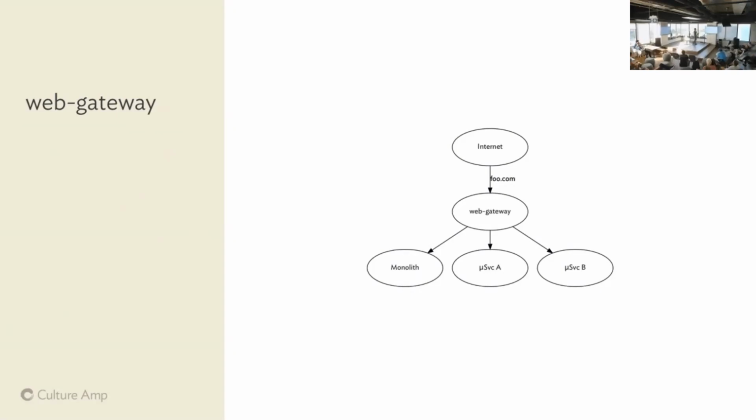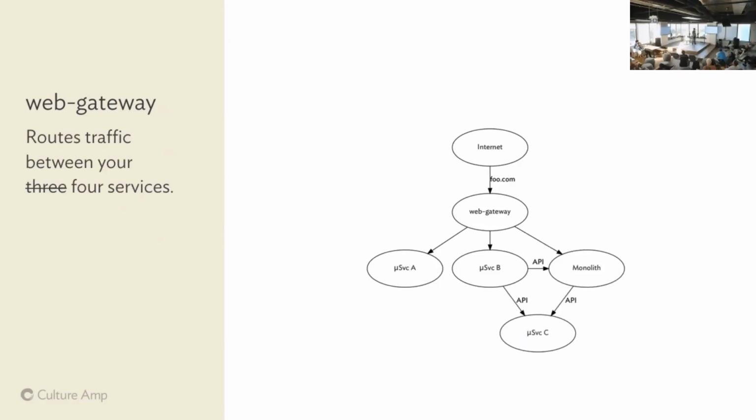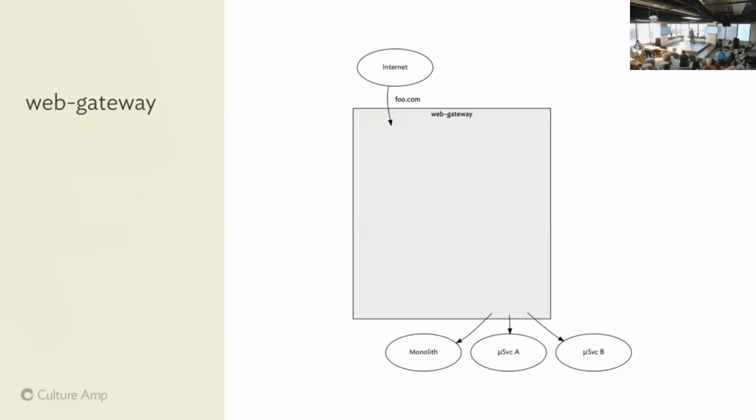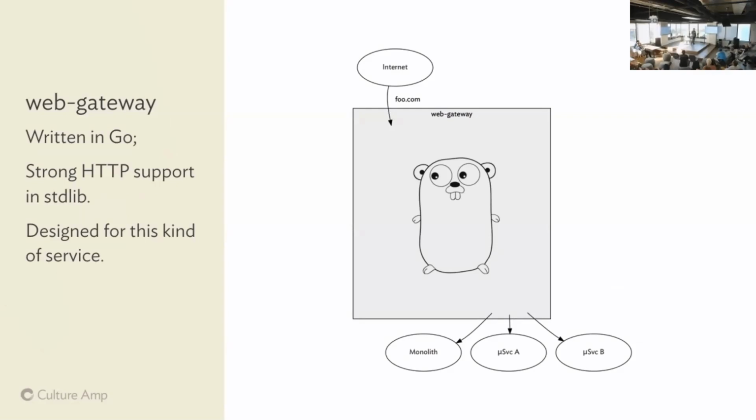So we call ours Web Gateway. It routes traffic, it looks at requests coming in, it chooses an appropriate service to send it to. So let's have a look at what's inside Web Gateway. Ours is written in Go. That's a gopher. Go is a language designed by Google for this kind of thing. It's fast. It's got an extremely solid HTTP implementation in its standard library. It's pretty well suited to the job.